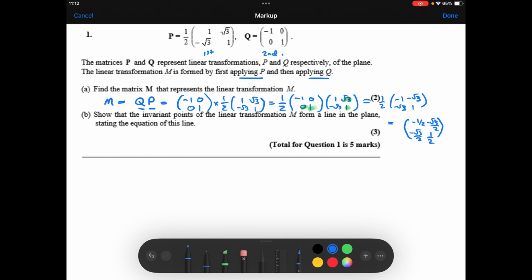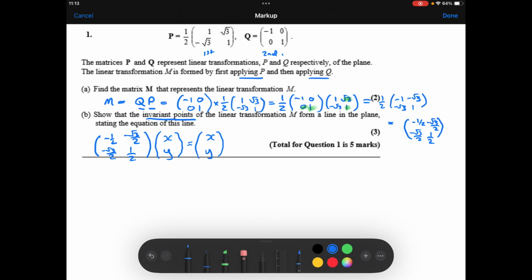Part B, show that the invariant points of the linear transformation M form a line in the plane, stating the equation of the line. So invariant points is when we take the matrix, which in this case is minus 1/2. So this is me just copying the answer from part A. And when I apply that matrix to the point x y, it remains at x y because it is invariant.